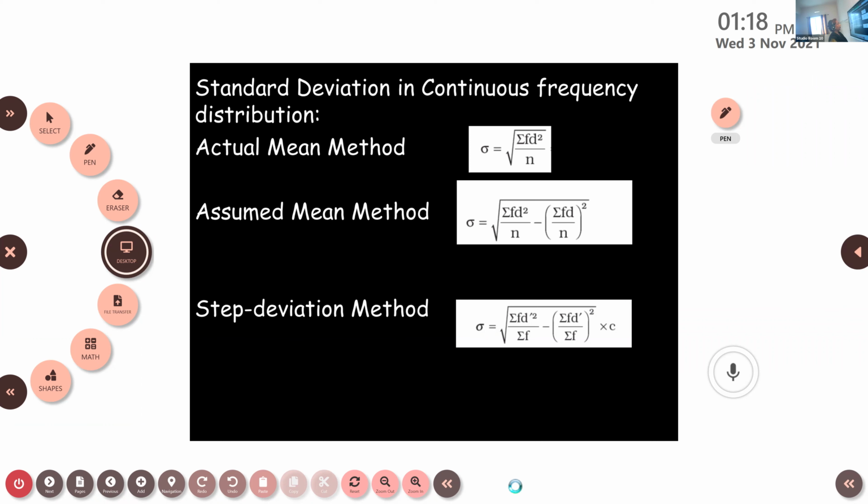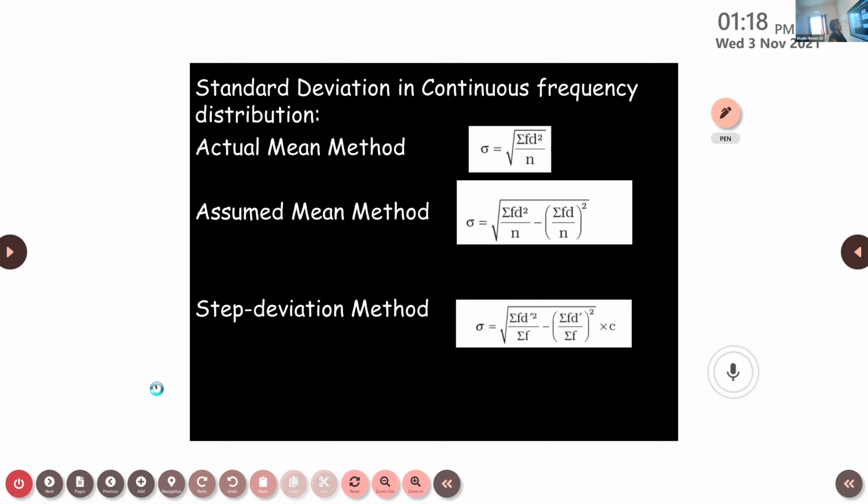How to find standard deviation? These are the three formulas given. We have three methods: actual mean method, assumed mean method, step deviation method. Through the actual mean method, sigma is equal to square root of sigma fd square divided by n. This is the method through which we can find standard deviation, that is through actual mean method. Next one is assumed mean method.